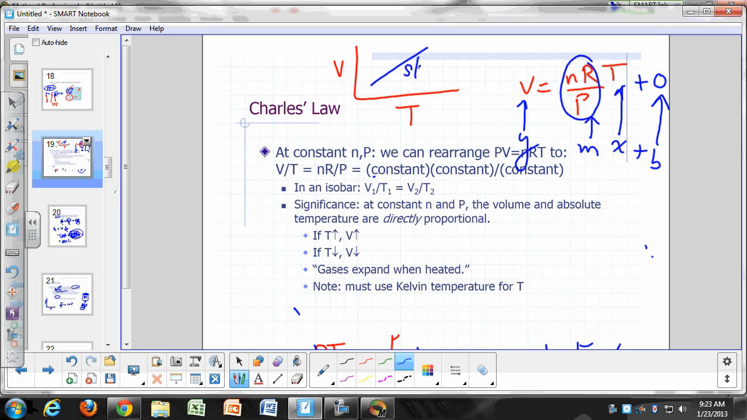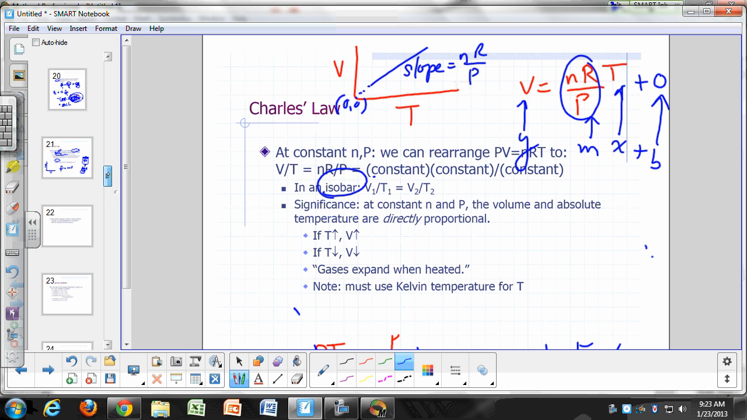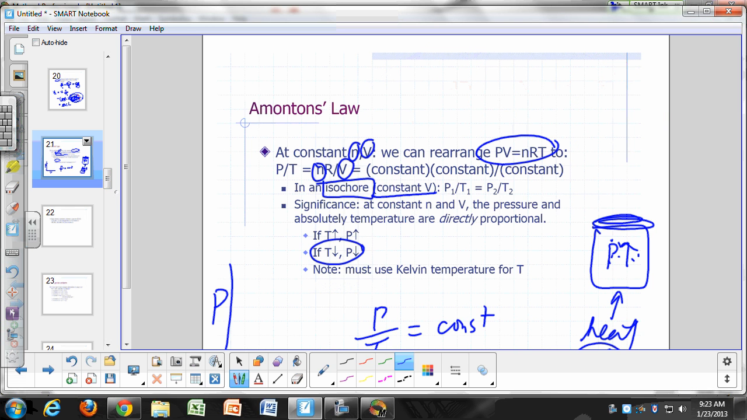What's the value of the slope? It's nR over P. And what would be your Y-intercept? If you were to extrapolate to 0 temperature, you get 0 volume. What do you call this curve right here, where all the data points correspond to the same pressure? That's called an isobar. So data collected at the same temperature is an isotherm. Data collected at the same pressure would be an isobar. And the last one we talked about is an isochore. Data collected at constant volume.